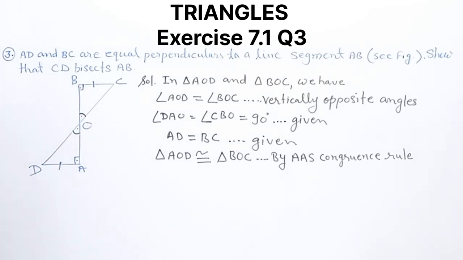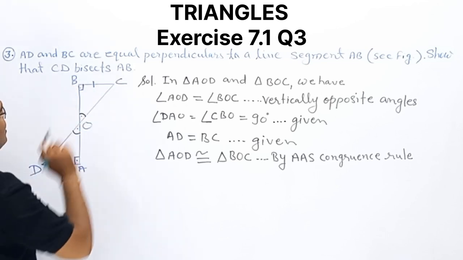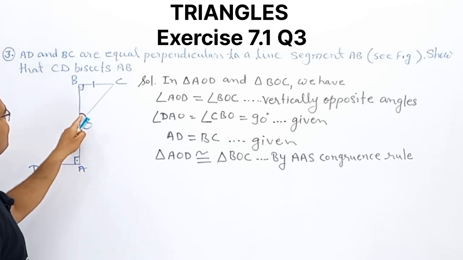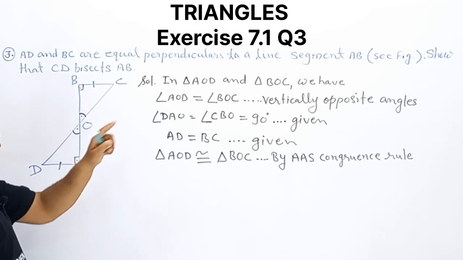So we proved it by observing the things we have in the question. AD equals BC, this side equals this one, and both sides are perpendicular to line segment AB, so this angle equals this one, both 90 degrees, given in the question. And AB and CD are two intersecting lines, so vertically opposite angles are equal. By observing, this angle equals this one. Why? Because they are vertically opposite angles.